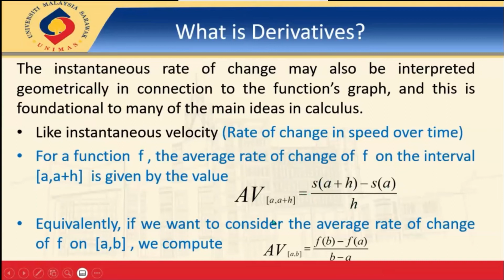So equivalently, if we want to consider the average rate of change of a function on a comma b, you see here was a comma a plus h. So here is a comma b, no problem. Here the a plus h is just represented by b, so it's the same thing. Meaning to say, the highest value minus the smaller value, and the bigger time minus the smaller time, will give you the average rate of change.